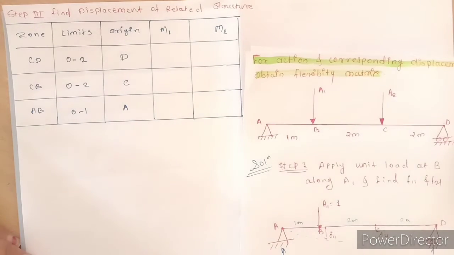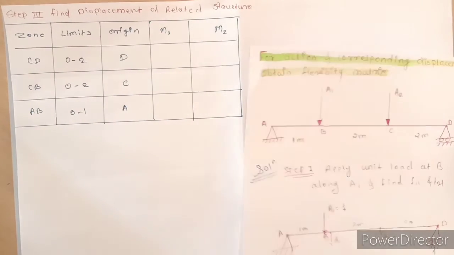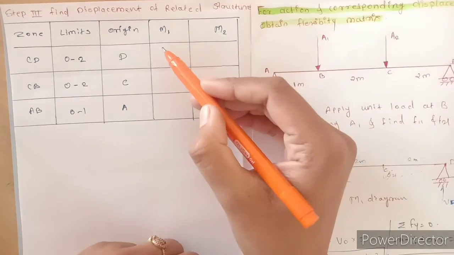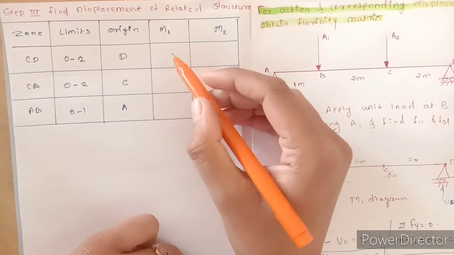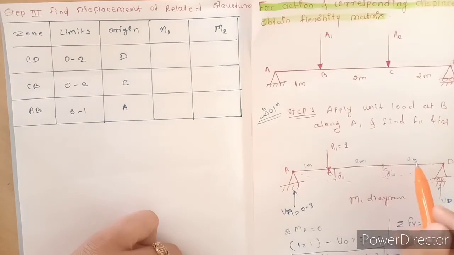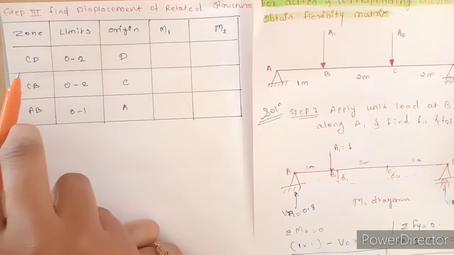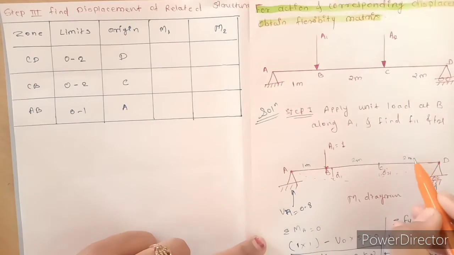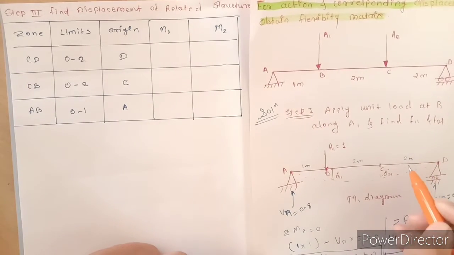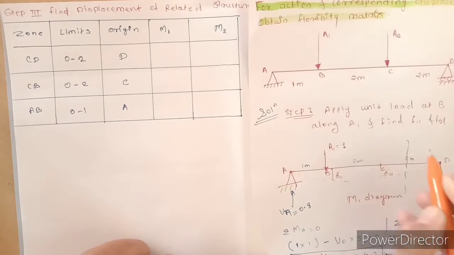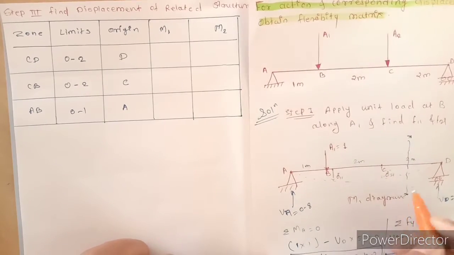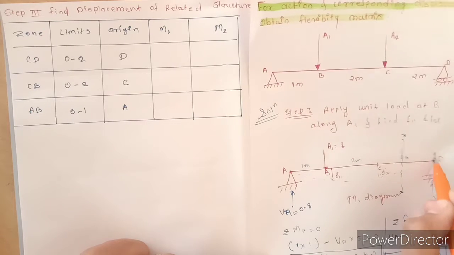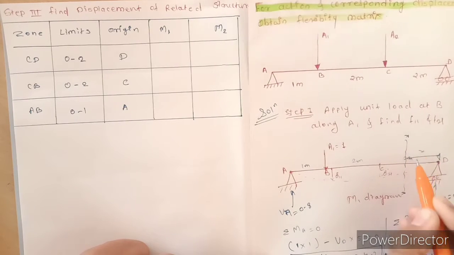Then the next column is the M1 column. In that we take moment at the XX axis. First we take the CD zone. In this figure, we take the XX axis, with origin D. From this point D our distance is X meters.